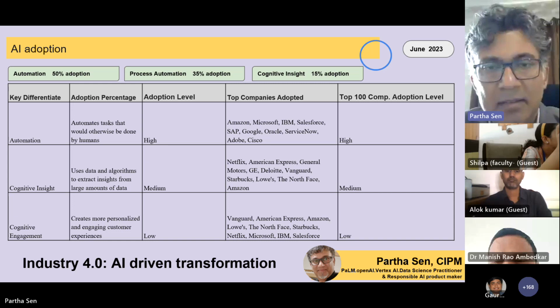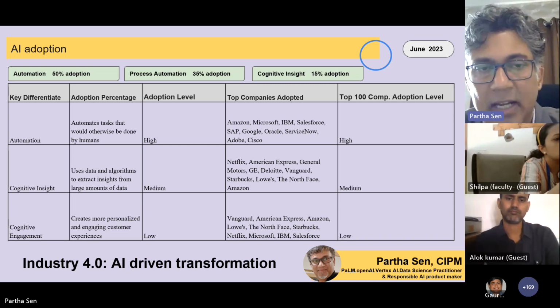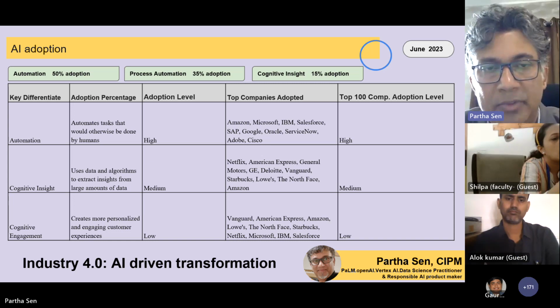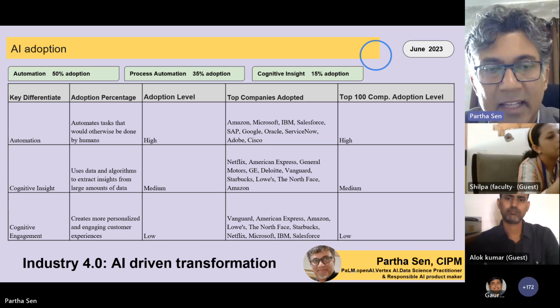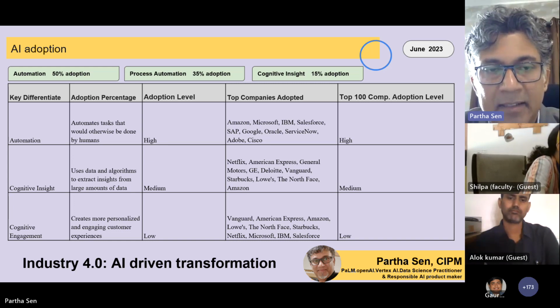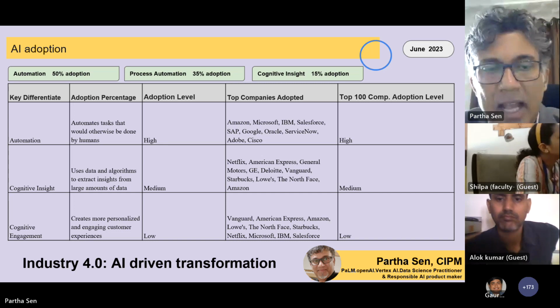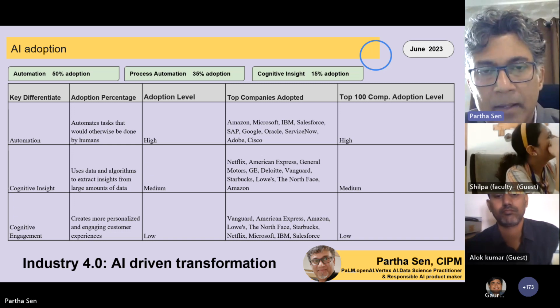The companies like Amazon, Microsoft, IBM, Salesforce, SAP, Google, the big companies. Exactly, I'm talking about the top 100 companies. So they are already adopting this automation part. So this is 50%, very high. Next, cognitive insight, like using the data and algorithms to extract insight, like prediction. And the last one, cognitive engagement, that is kind of personalized and engaging customer experience. So this is very low.